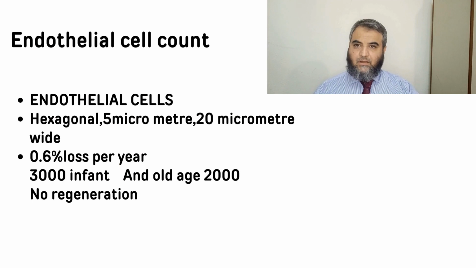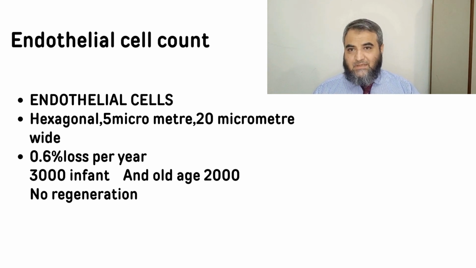The endothelial cell layer is basically the innermost layer of the cornea, responsible for maintaining transparency. It is responsible for pumping out all the fluids so that the cornea remains transparent. The size of the cells is 5 micrometers, and the total layer is 20 micrometers in thickness.